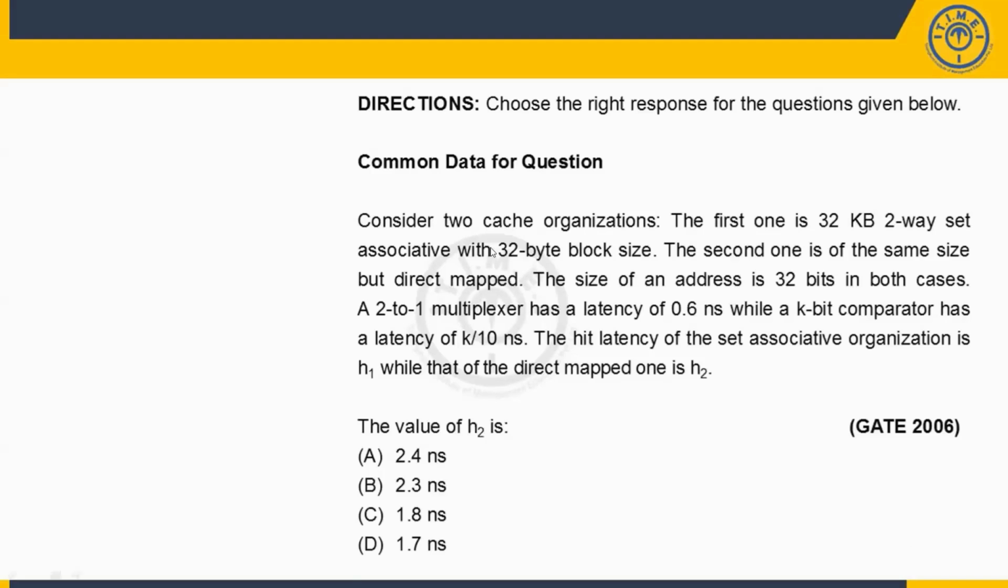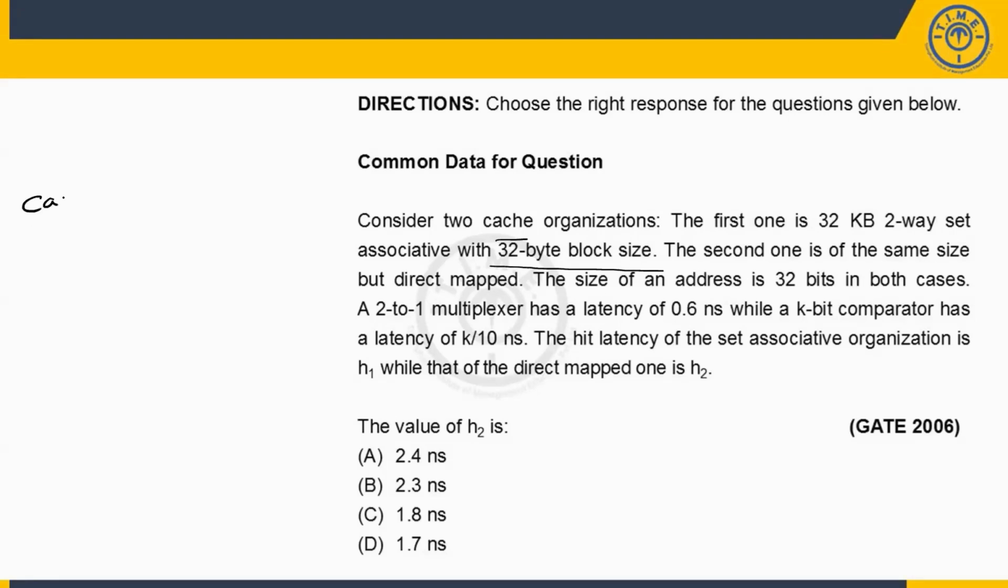Consider two cache organizations. The first one is a 32 KB two-way set associative cache with a 32 byte block size. The second one is of the same size but direct mapped.